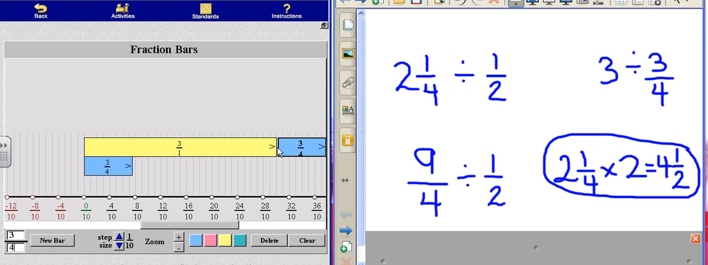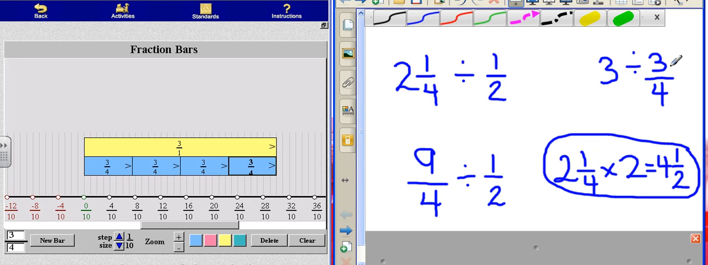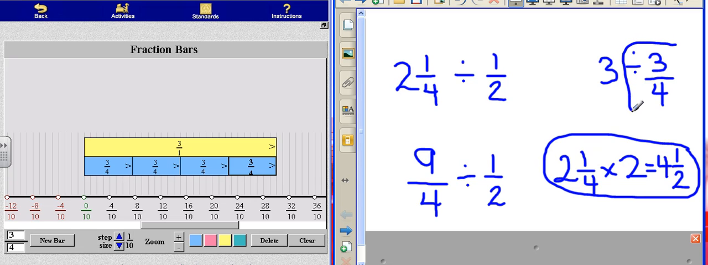3 divided by 3 quarters just fits perfectly. So we know the answer is 4. If we had come over here and done the way we know how to do it, we would take this, dividing by a fraction is multiplying by the inverse.